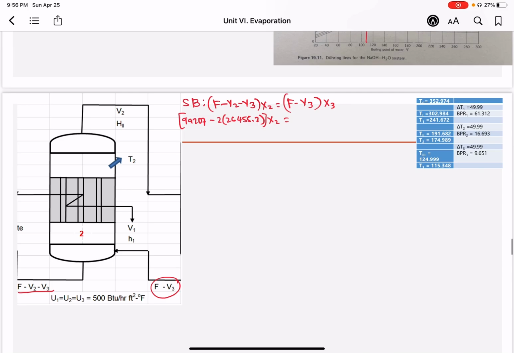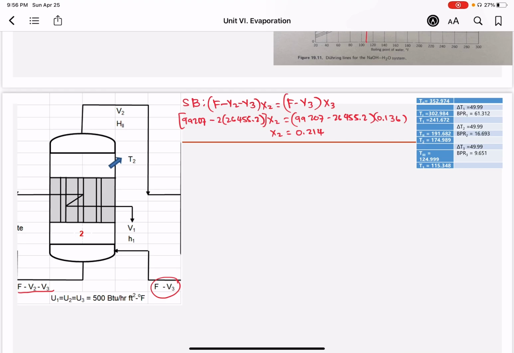F minus V3 is 99207 minus 26455.2 times the computed X3, that is 0.136. I could now easily get X2, which is equivalent to 0.214. And use this equation.